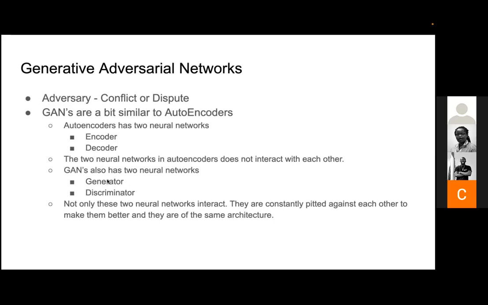Questions here? Got a point in chat. In GANs, how do the two neural networks interact with each other if they are trained differently? Yeah, I'll go into the training part. When I say interact with each other, I do not mean that they share weights in some way, but I'll explain what I mean by interact with each other.